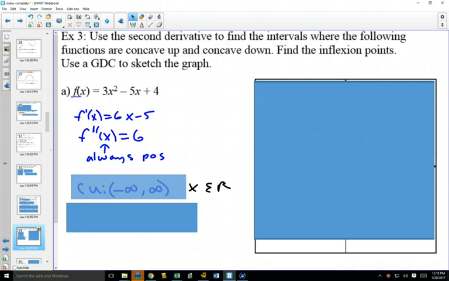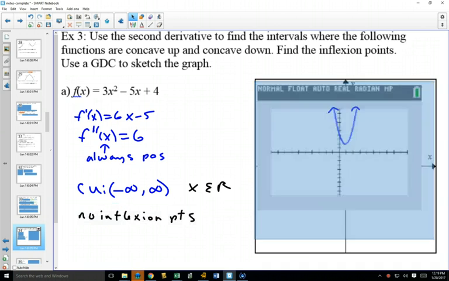So this whole thing will be concave up over its entire range, which if you think about the original graph, is a parabola. Can you see that a parabola opening up is always going to be concave up? It has no inflection points as a result, because the only way you can have an inflection point is if your second derivative is equal to 0 and it changes concavity at that point.